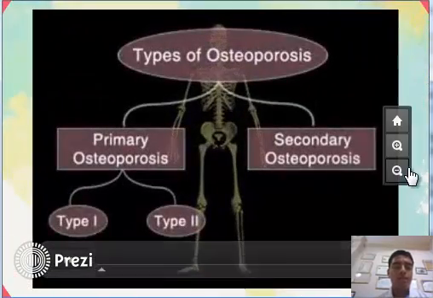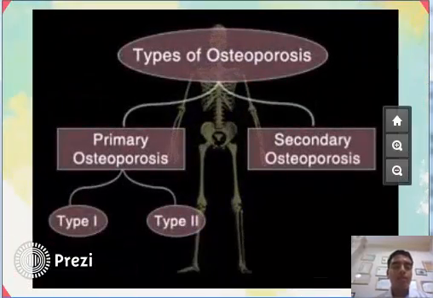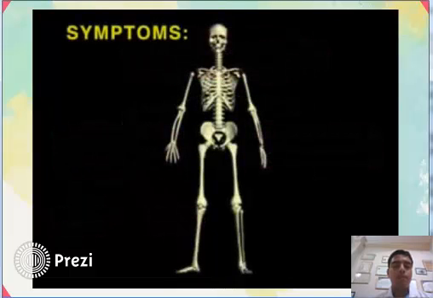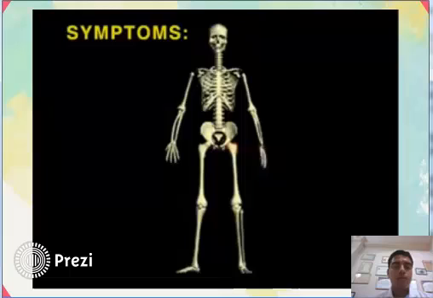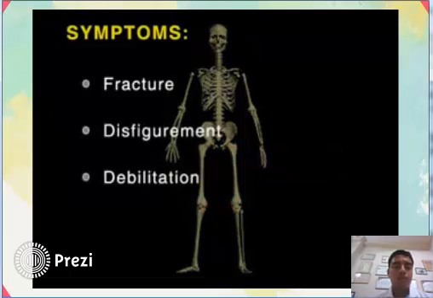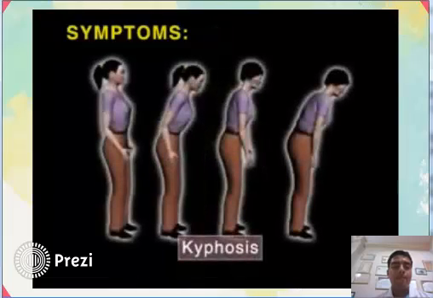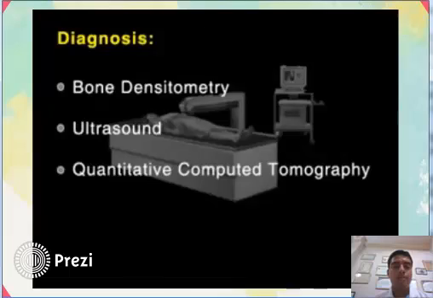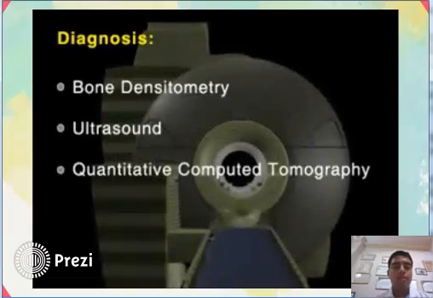There are two types of osteoporosis: primary and secondary osteoporosis. Primary osteoporosis is in turn divided into type 1 and type 2. Symptoms of osteoporosis are swelling and joint pain, fracture, disfigurement and debilitation, and kyphosis. Osteoporosis can be diagnosed by bone densitometry, ultrasound, and quantitative computed tomography.